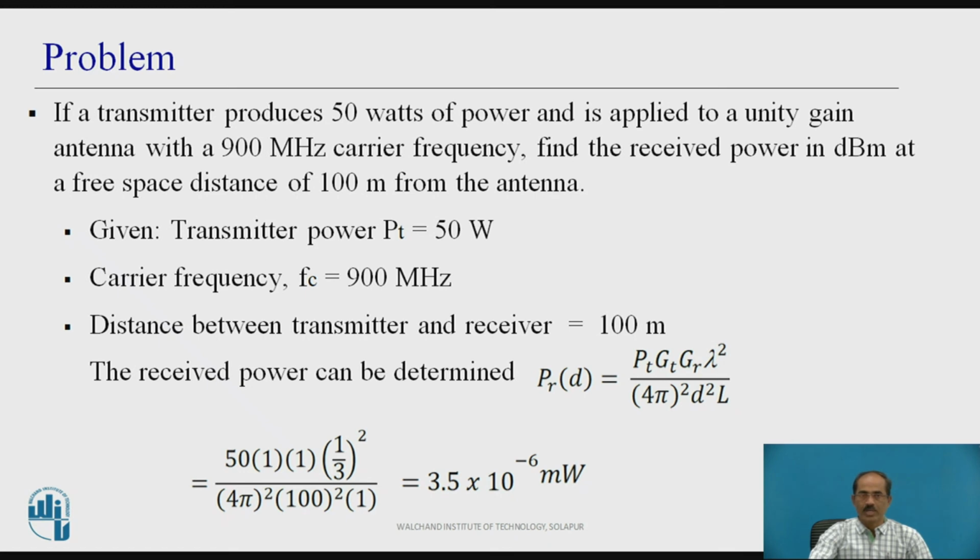The received power can be determined. Pr(d) = Pt Gt Gr lambda square divided by (4 pi) whole square d square L, which is also equal to 50 into the gain of the antenna, both transmitting and receiving, equal to 1. Substituting these values, the received power as a function of d comes to 3.5 into 10 to the power minus 6 milliwatt.